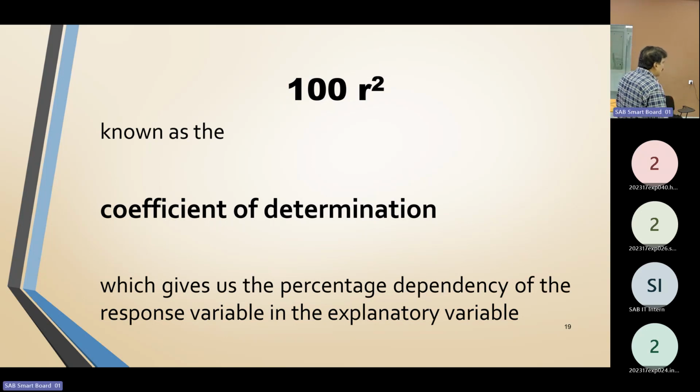Okay, so in the next line we write down that 100 R squared is known as the coefficient of determination.